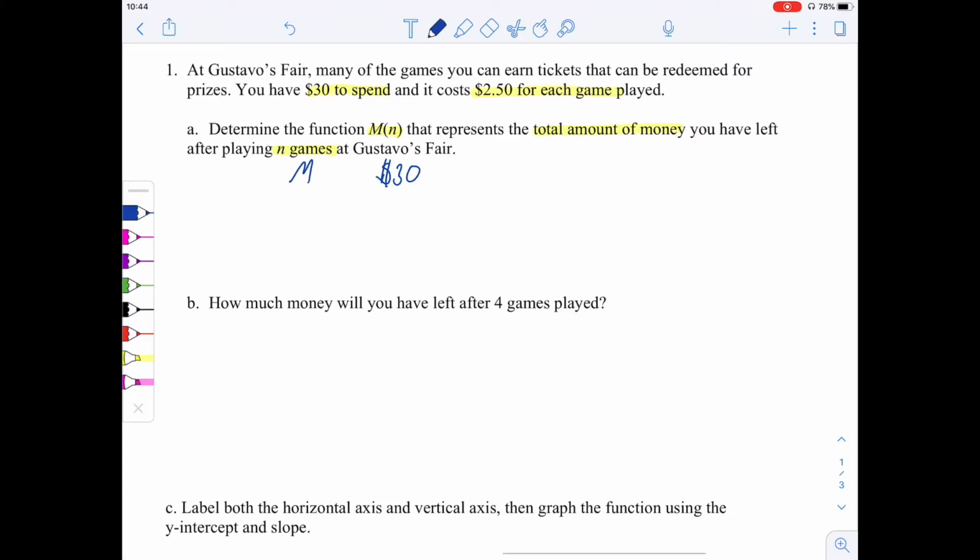So we start with that m of n, and that'll be our money left over. We start at $30, and then it costs $2.50 for each game played. So are we adding $2.50 or are we subtracting? We start with 30, and then we're spending money, so we're subtracting $2.50 for each game. And n represents games, so we put n, because m of n equals your money, n equals your games.